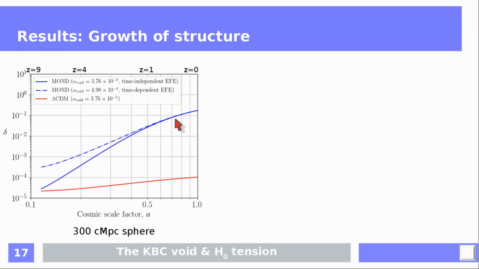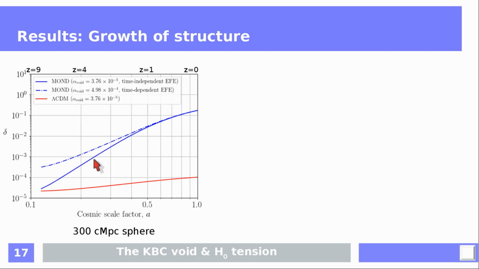Is the solid one the more realistic one, or is it that we just don't know the size of the external field effect? The solid one is, so to say, the simplest one because it assumes that it's time independent, but I think it's more realistic having a time dependent external field effect.